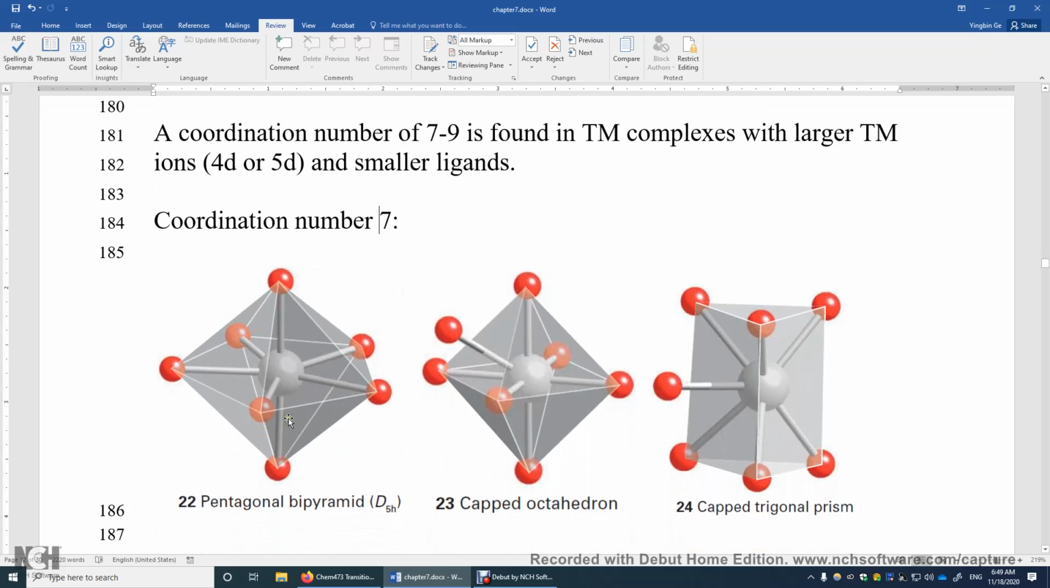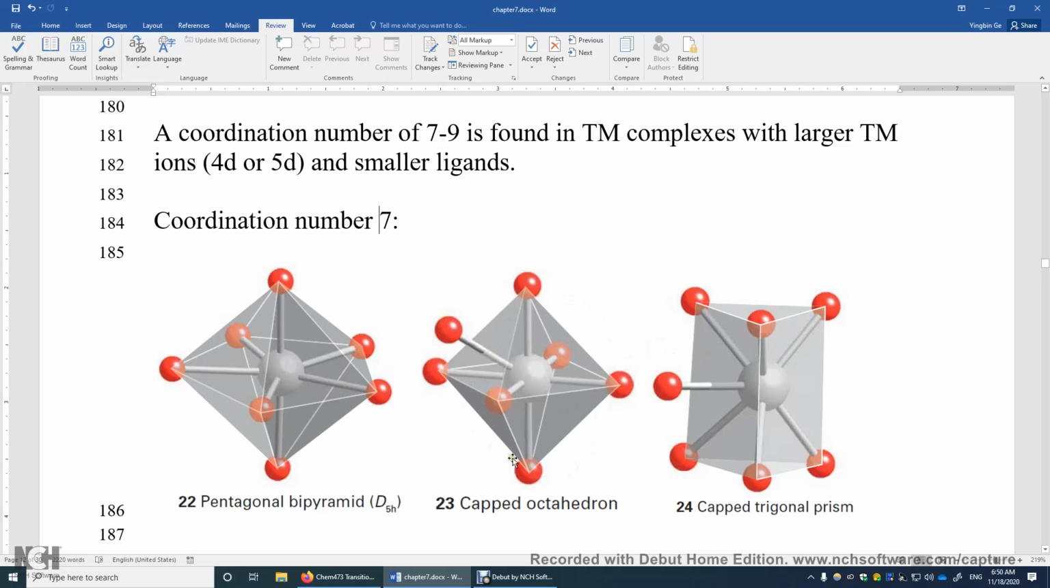This is a D5H point group, pentagonal bipyramidal structure, and this structure separates the ligands better than these two other structures.